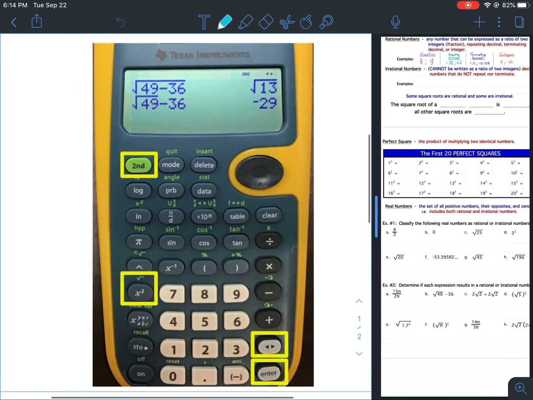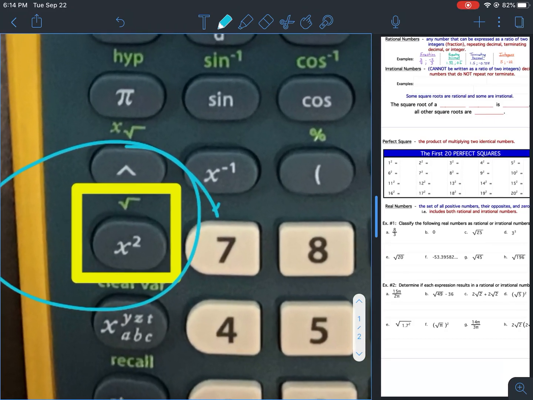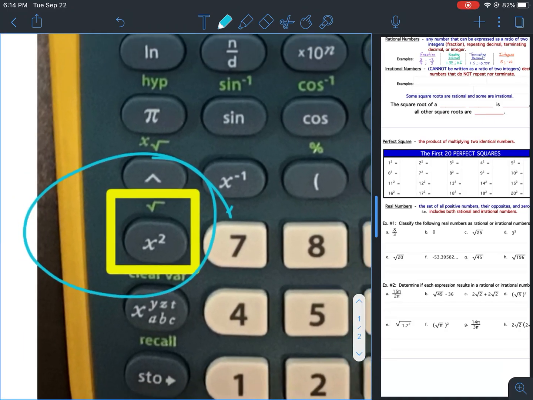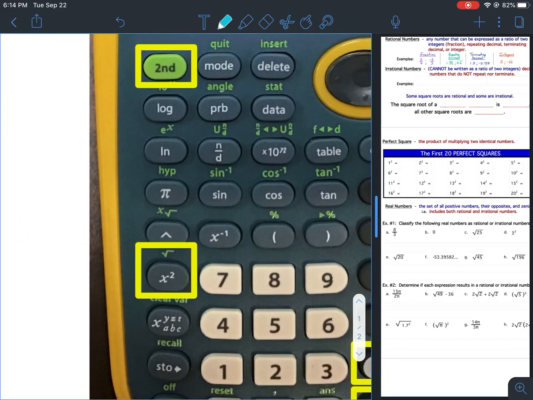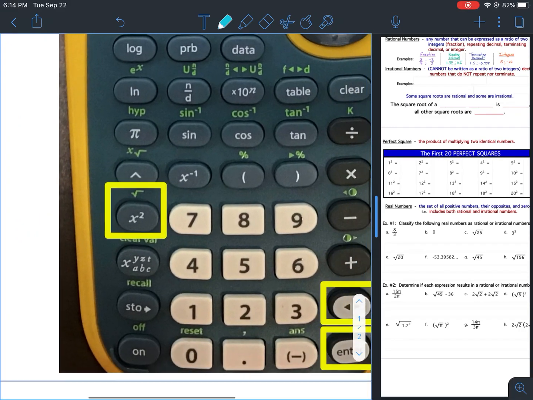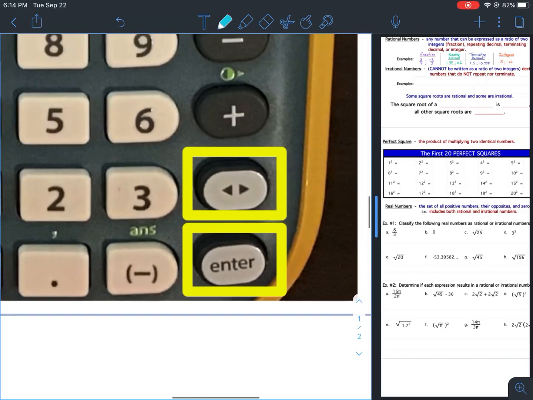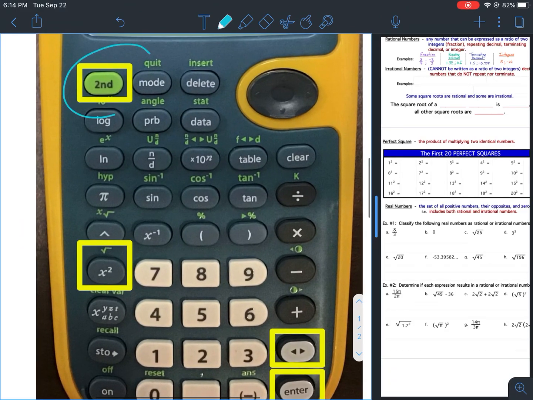Okay, if you're using one of the school's calculators, the second button is this button right up here. Try that again, there we go. The x squared button, which if you look close enough, you'll see the square root symbol above it in green. That's the x squared button. Then you'd put in the number, and then you would hit enter, obviously. So second, the x squared, put the number in and hit enter.